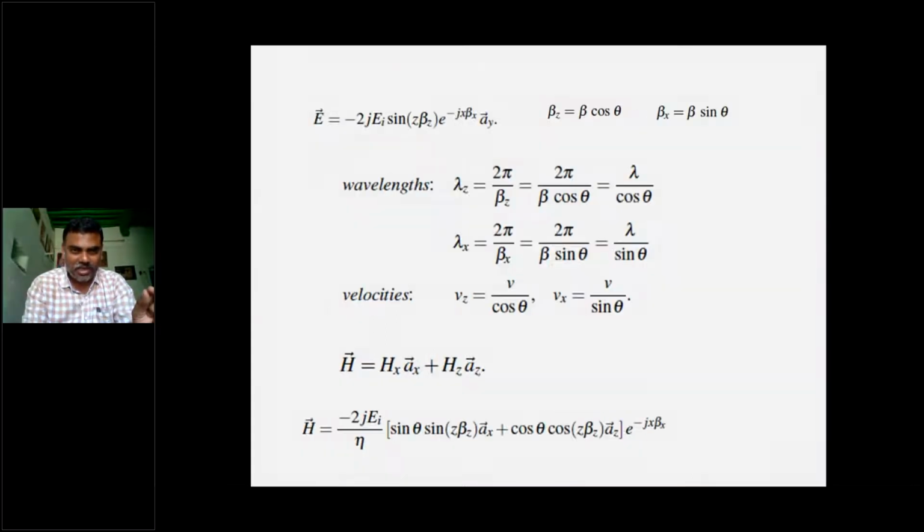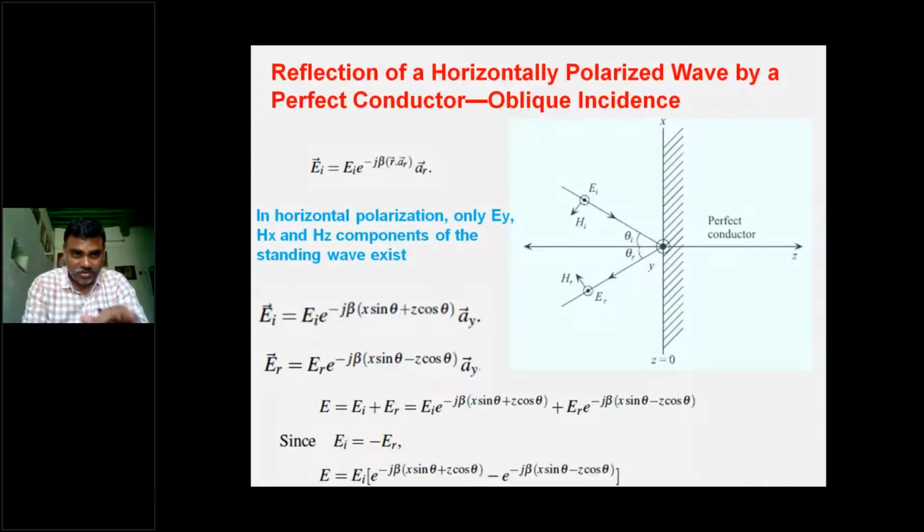So after solving this, we have the E expression, e power minus j beta z, e power minus j beta x x, a_y. Similarly for the H also. So actually these derivations are long. See once in your notes. If you face any doubts, you can contact.